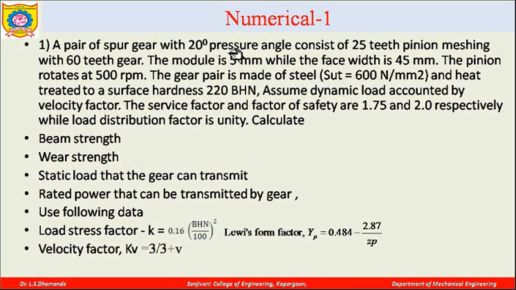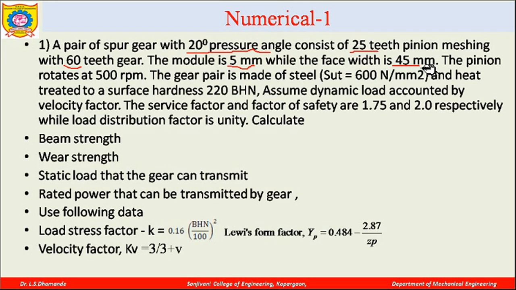A pair of spur gear with 20-degree pressure angle. So you will be given a pressure angle which is 20 degree, and the pinion consists of 25 teeth while the gear consists of 60 teeth. So pinion teeth and gear teeth is specified and pressure angle. Then the module for this particular gear is 5 mm while the face width is 45 mm. So this more data is given about module and face width.